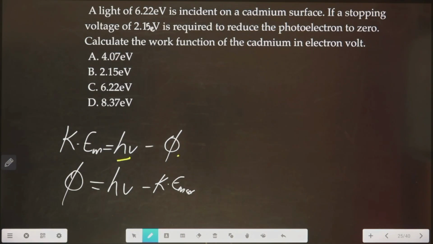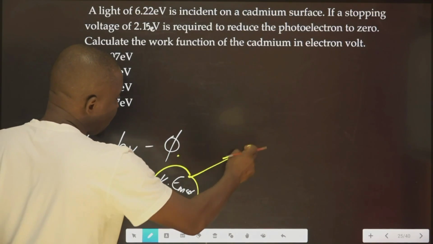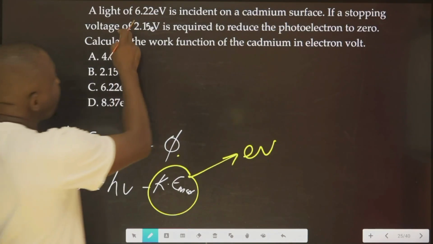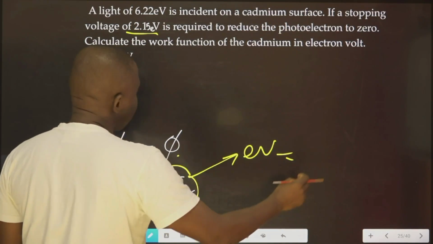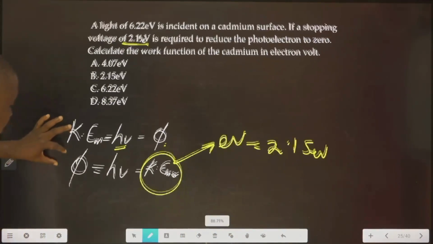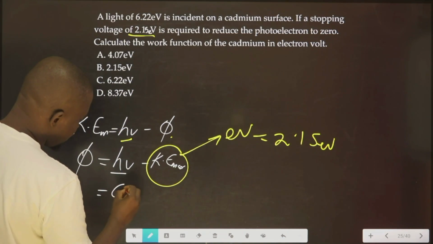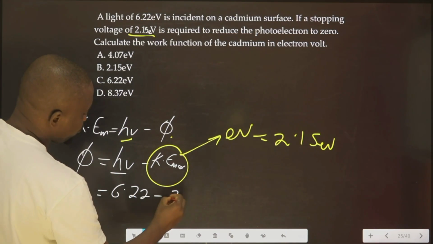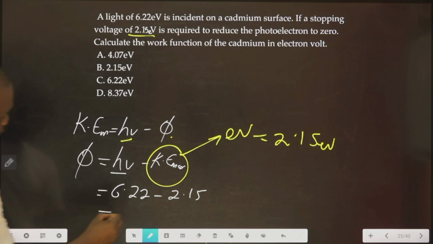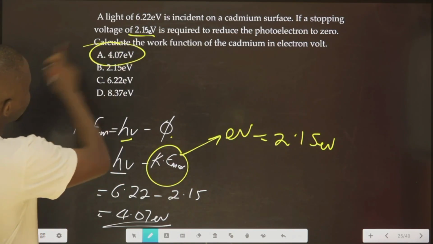Okay? As you can see, this maximum kinetic energy is equal to eV. The eV here, that is the stopping voltage, is 2.15 eV. So what we simply need to do is to substitute here 6.22 minus 2.15. If you subtract this now, you agree with me, you're going to have 4.07 eV. So this is the answer, that is A.